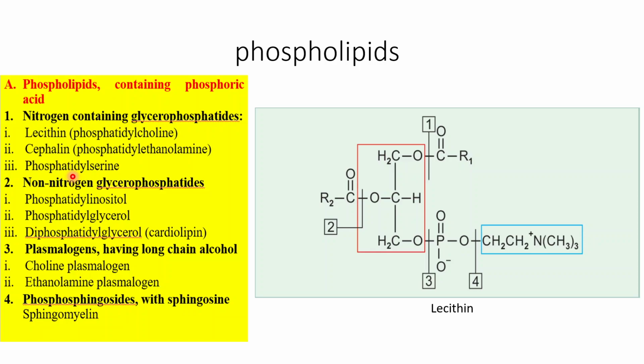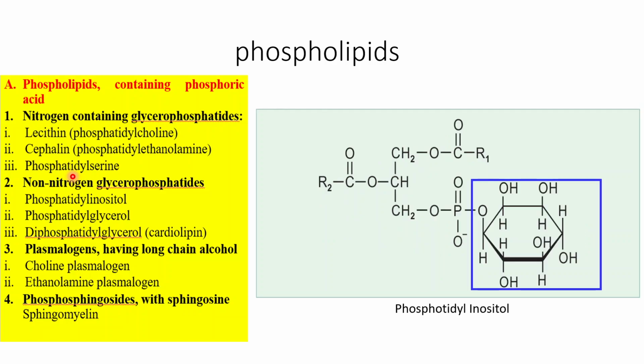Now let us look at non-nitrogen containing glycerophosphatide. Again, the alcohol we have is glycerol, and here is phosphoric acid, so it's a glycerophosphatide, having alcohol glycerol and phosphoric acid. Now if you see over here, the group which is attached is inositol. Here you do not have a nitrogen group.